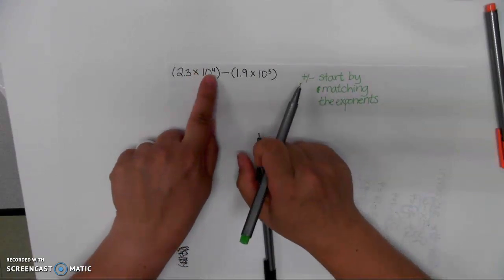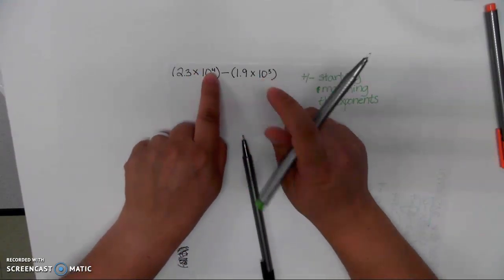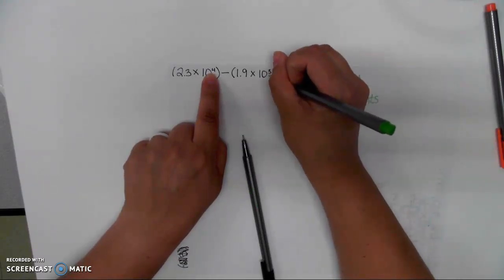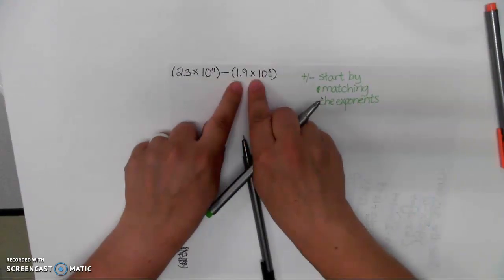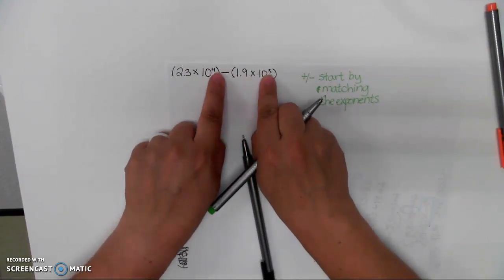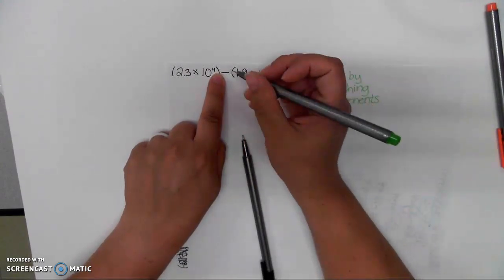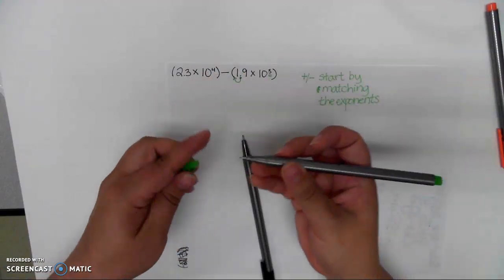So right now my exponents are not matching. I've got 10 to the fourth and 10 to the third. I always want to look at my smaller exponent and move it up to the bigger one. So looking at this one, my smaller exponent is 3. To get it to 4, I need to move it 1, right? So I'm going to do that same thing with my decimal. I'm going to move that decimal over 1, okay?